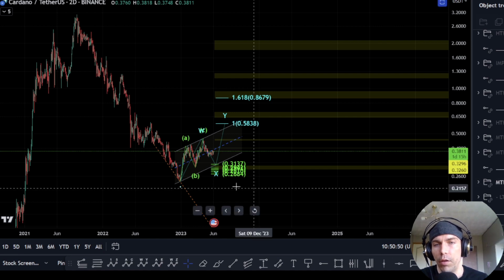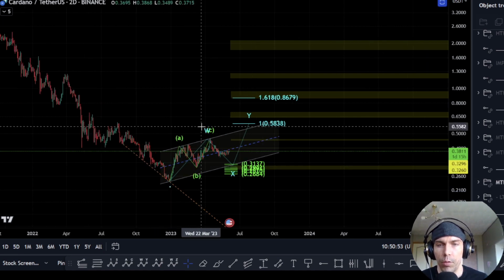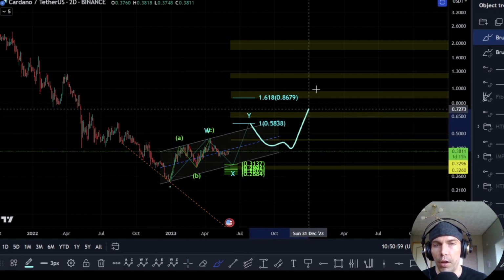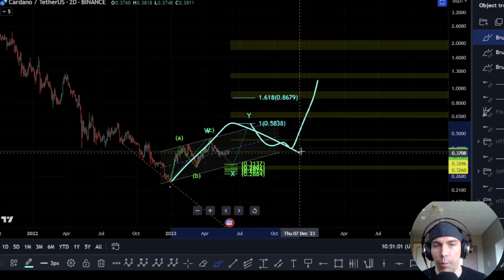We could see this either develop as a corrective structure where this becomes W, X, and Y to the upside, in which case we'd then be looking for that potential to hold support here and then look to push up in a bigger A, B, and a C.